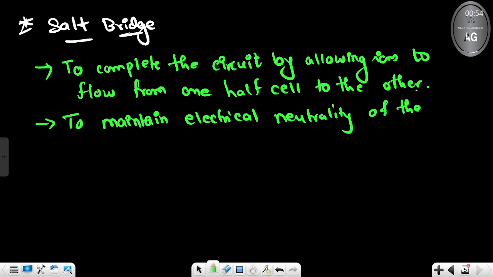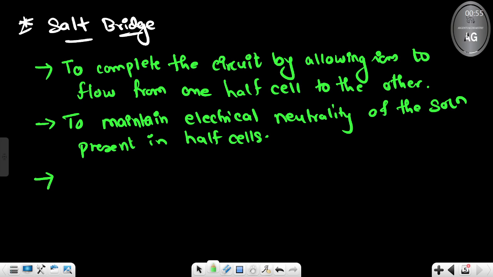The entire cell ultimately will be neutral, but basically, I should write this only, to maintain the electrical neutrality of the solution present in the half cell, meaning the electrolyte present in the half cell. Clear? So that means when either half cell gets excess positive charge or excess negative charge, the opposite ions will come to counter it.